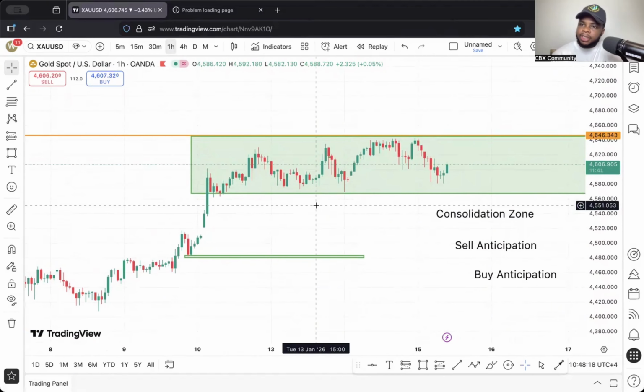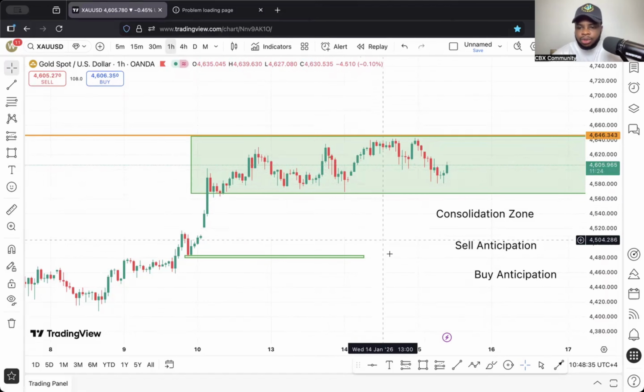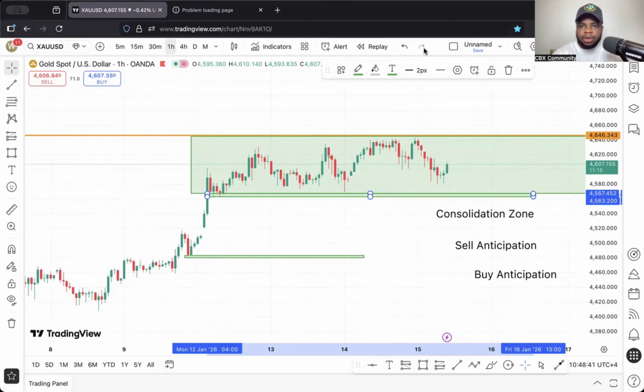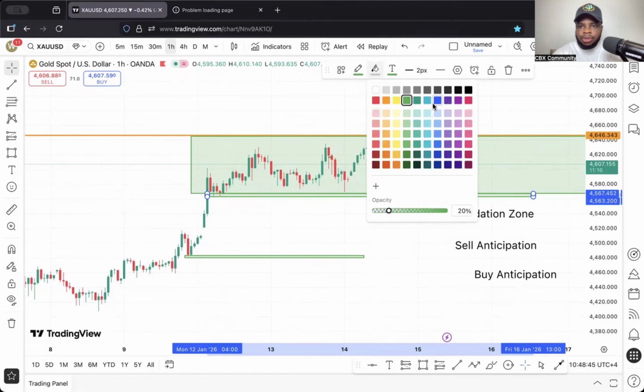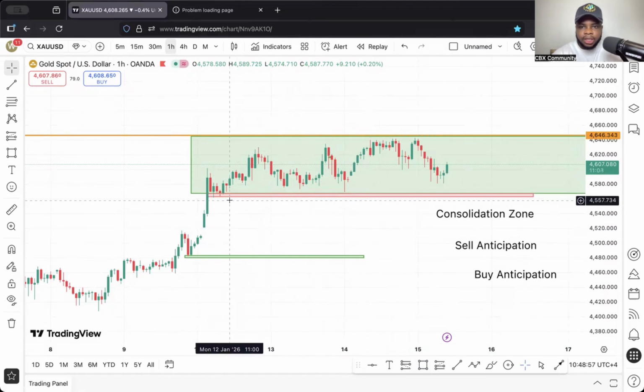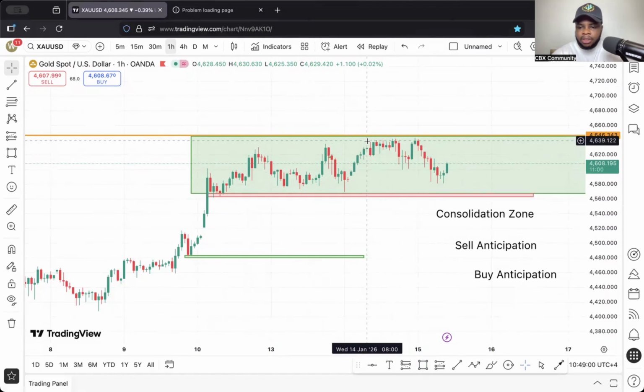Since I love to identify my support zone and my resistance zone using the 1 hour or the 30 minutes, let's try and identify our resistance zone and our support zone, and for us to know when we need to open a position and what we're anticipating the market to give to us. Since this zone is being considered as a consolidation zone, we have a support zone over here. I need to change the color. We have a support zone over here. We also have a resistance zone over here.